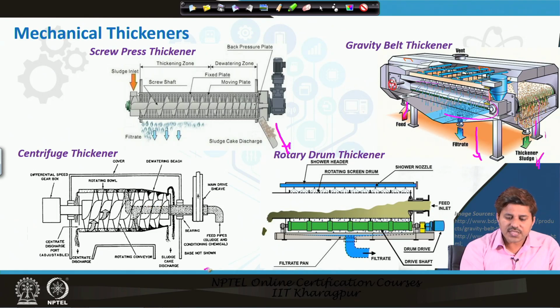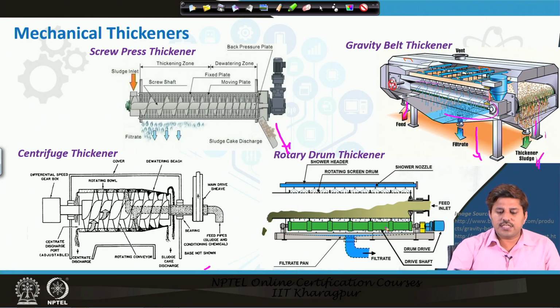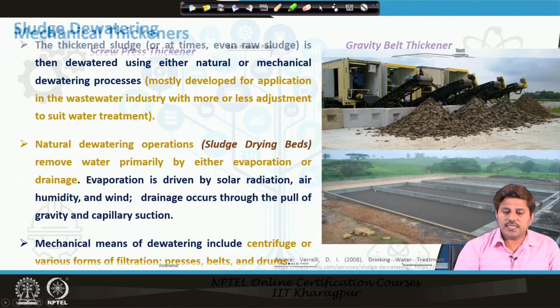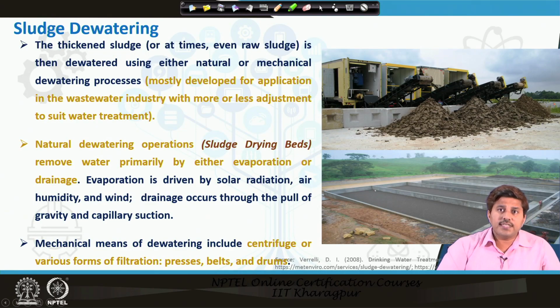Okay. And then rotary drum thickener, again the sludge is put in a drum, and that entire drum is rotated, and in the process basically the water drains out and the sludge comes. So these are some of the mechanical thickeners. These are not just thickening devices, they are used as dewatering devices as well.